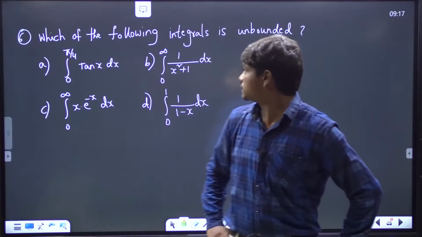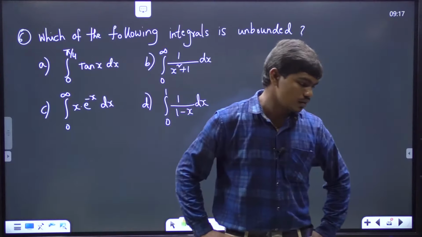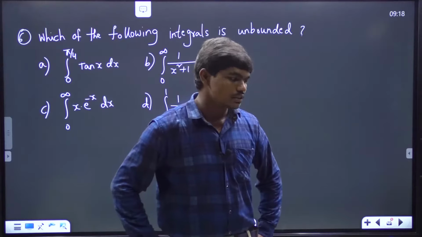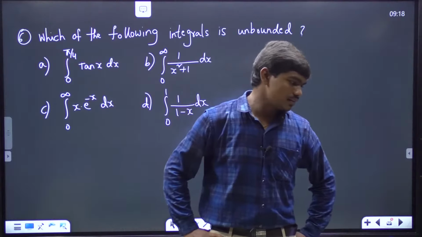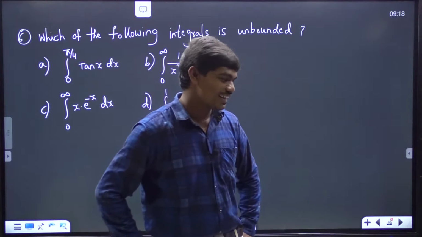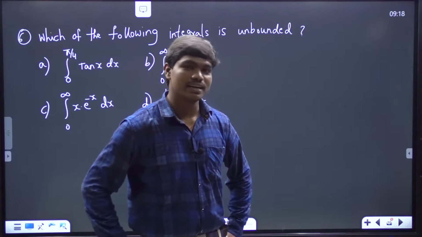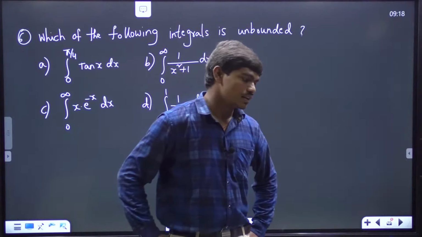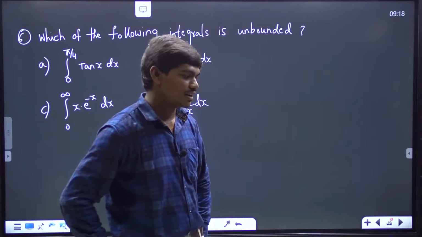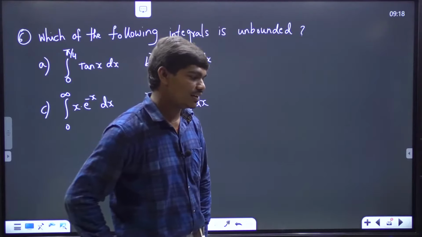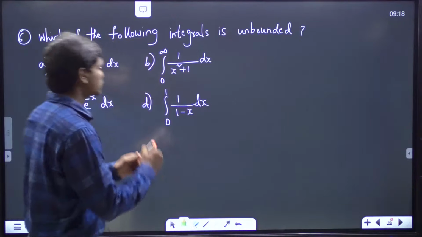B, which is integral 0 to infinity 1 by x square plus 1. Now, B is the wrong answer. Let's wait at least for D, because that's the correct answer actually. See here. Let me solve these four integrals.